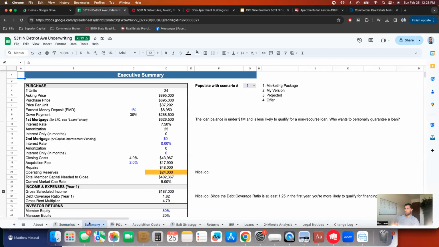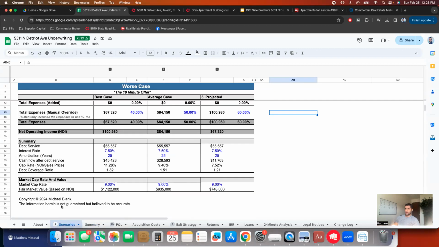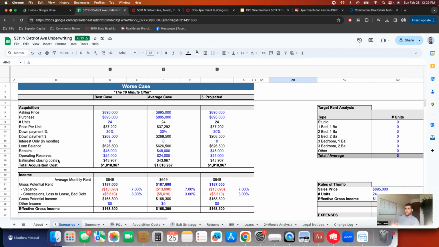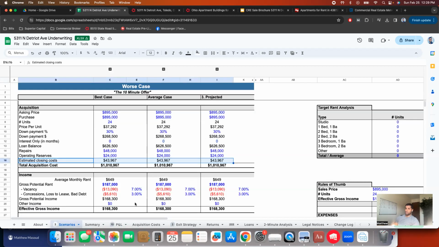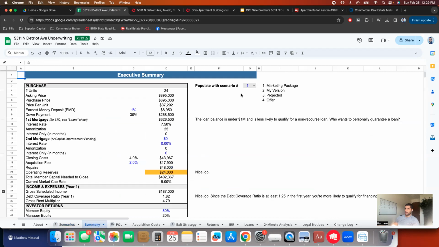But let's move on real quick just to play with some things. There are some things that are still out of whack. Like I know this estimated closing cost is high because it's assuming syndication. So I'm going to dive into here and see what the details are. Now, populate with scenario. This is saying which of these numbers should we use? I typically use the average case, which would be scenario 2.